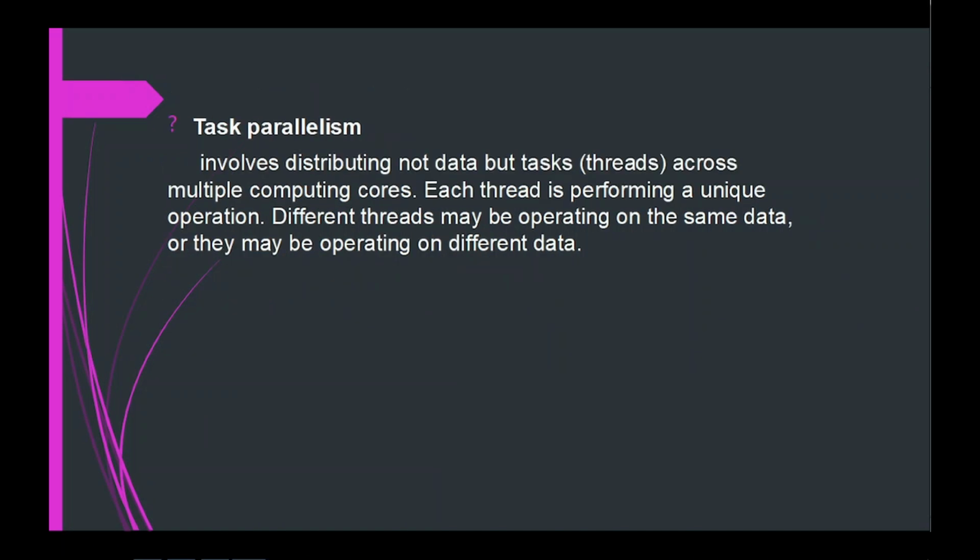Task parallelism involves distributing not data but tasks, or threads, across multiple computing cores. Each thread is performing a unique operation. Different threads may be operating on the same data, or they may be operating on different data.